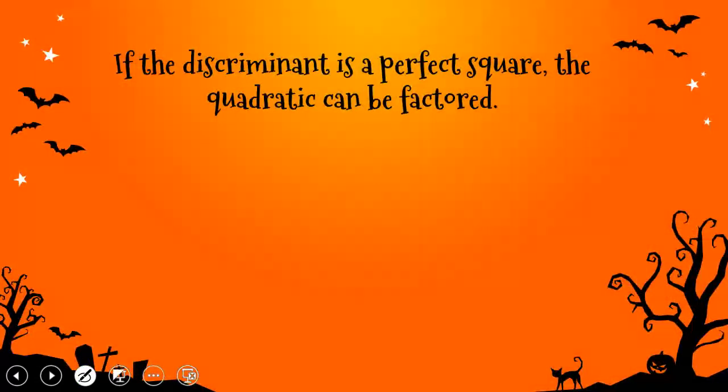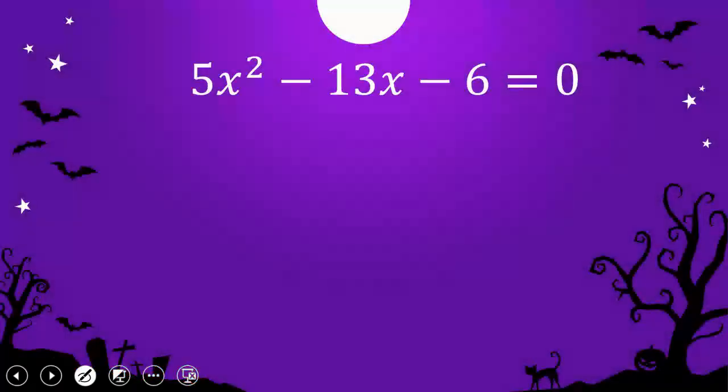If the discriminant is a perfect square, then the quadratic can be factored. So the discriminant tells us a little bit more too. It tells us not only how many real roots there are, but if we get a number that is a perfect square, we can factor. So let's work with this a little bit.